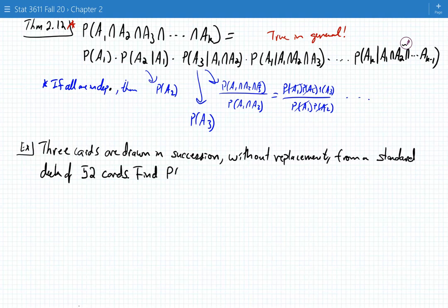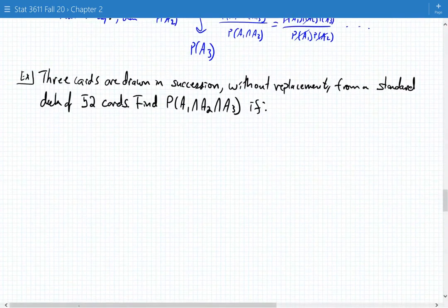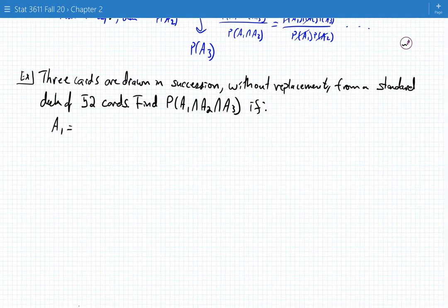Let's go ahead and find the probability of A1 intersect A2 intersect A3 if A1 is the event that the first card is a red ace. A2 is that the second card is a 10 or a jack.